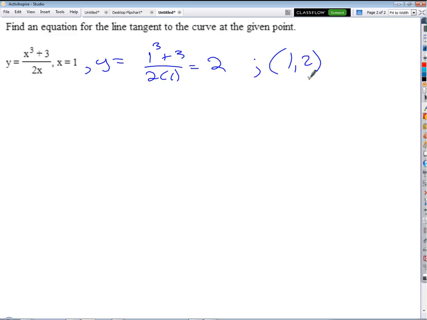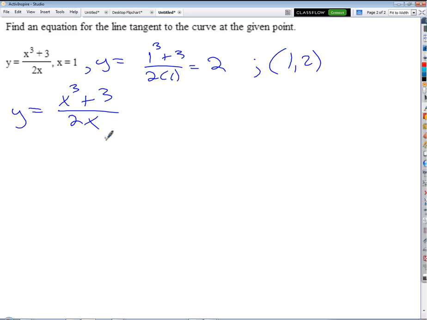So all we have to do is evaluate the derivative function at x equals 1 to find the slope of the curve at x equals 1, which will also be the slope of the tangent line, right? So what is y prime here? Now, when I differentiate this, let me rewrite the function. So y equals x cubed plus 3 over 2x. So how am I going to approach this derivative?